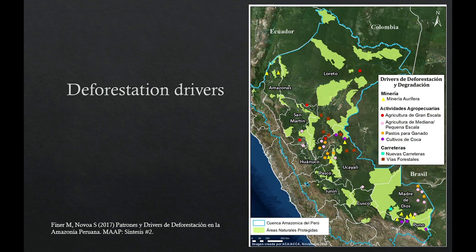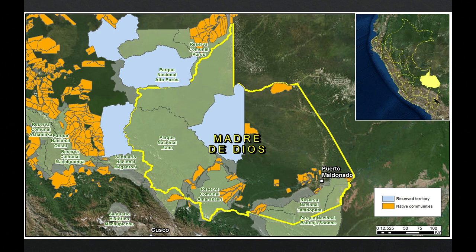But this is not a regional problem, it's also a national problem, as you can see, and it's due mainly to illegal gold mining and agriculture. We don't have illegal gold mining in the area, but we do have a lot of native communities on reserved territories for uncontacted people, which are under big pressures, especially coming from the Brazil border, which is forcing them to move south and get in contact with the native communities that live in the area. So that's why it's so important to protect this region.